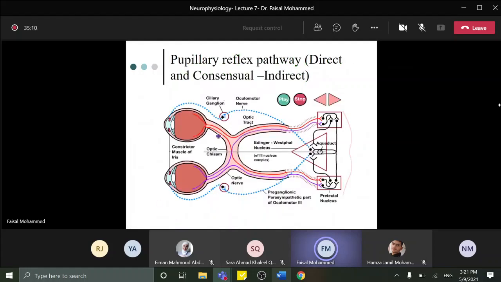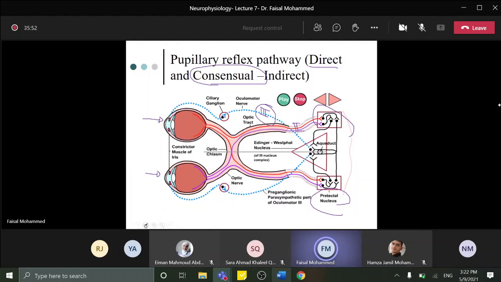Here in more detail, look at the Edinger-Westphal nucleus. Here it goes from the left side to the right side and from the right side to the left side. It comes to the pupil through cranial nerve number 3, and it comes to the Edinger-Westphal nucleus through cranial nerve number 2, the optic nerve. So by testing the light reflex on the left and right, you know which nerve is destroyed. Is it the optic or the oculomotor? This is your testing for direct and indirect. We call it the consensual light reflex.